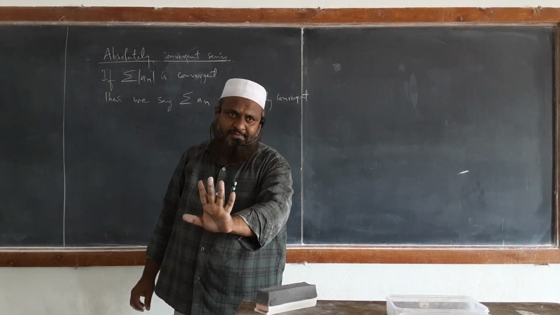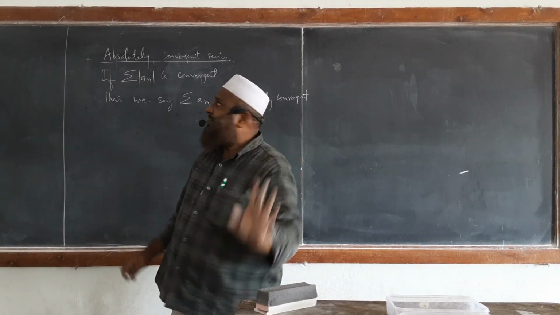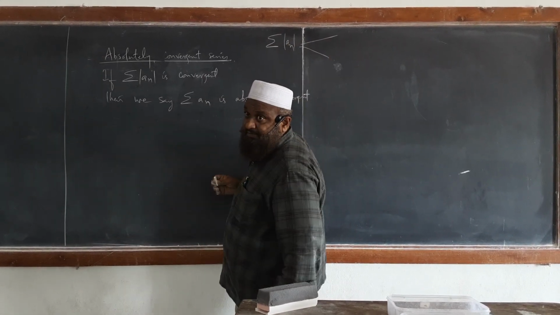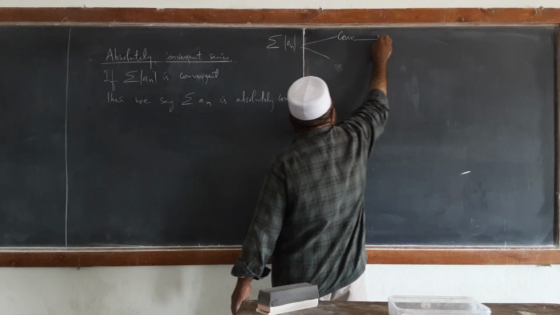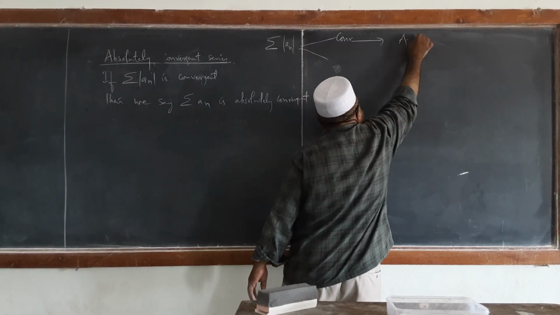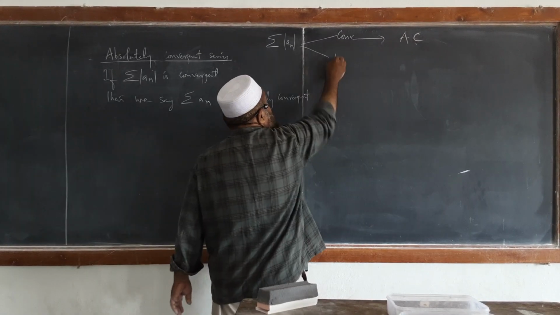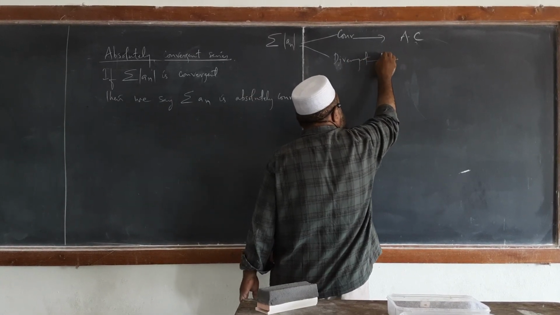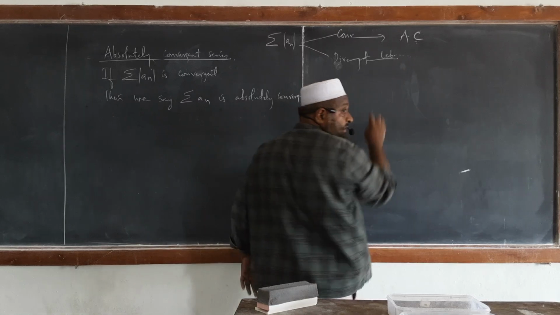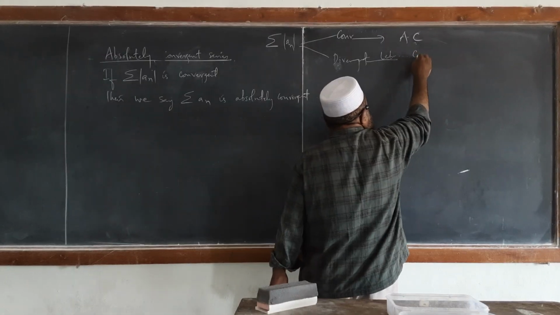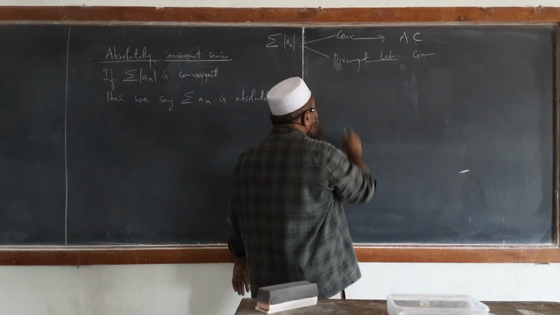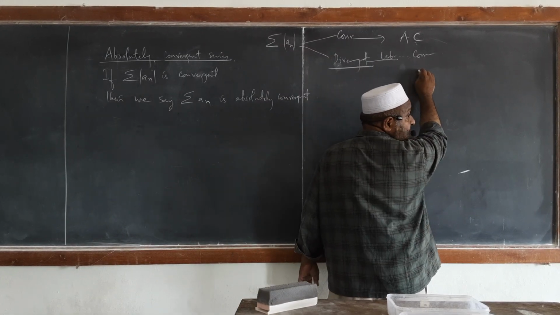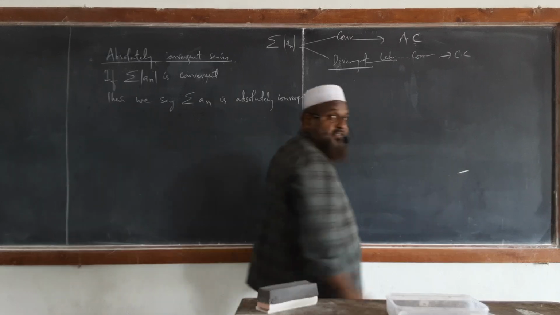Is this clear or not? Simply speaking, first you check sigma mod an. There are two chances. If it comes convergent, declare absolutely convergent. If it comes divergent, then you have to apply Leibniz test. After applying Leibniz test, you have to show that it is convergent. Then divergent with mod, without mod convergent. Then you will declare conditionally convergent.